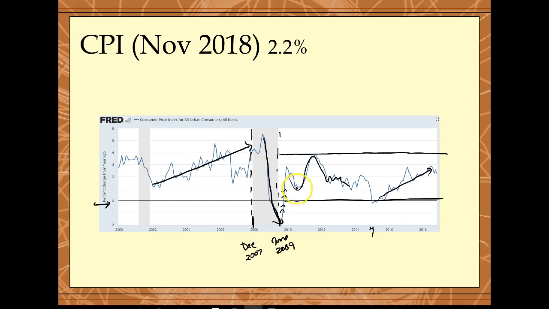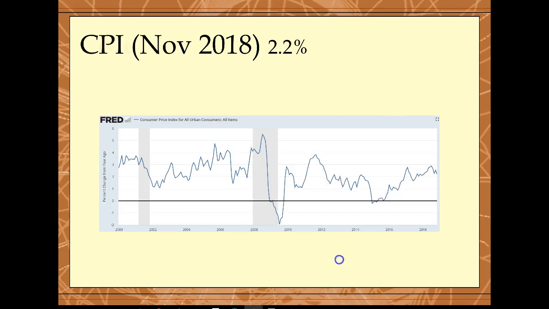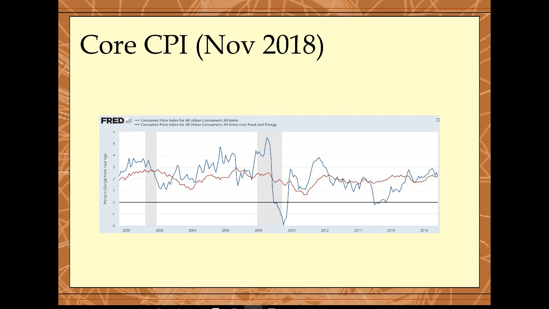Now, one of the reasons for these changes here and here is that two of the categories in CPI are very volatile. That's food prices and energy prices. And one way to try to filter out the effects of the food and energy, because they could really cause wild swings in inflation, is to subtract out food and energy prices. And that's what we call core CPI. Core CPI is simply CPI less food and energy.